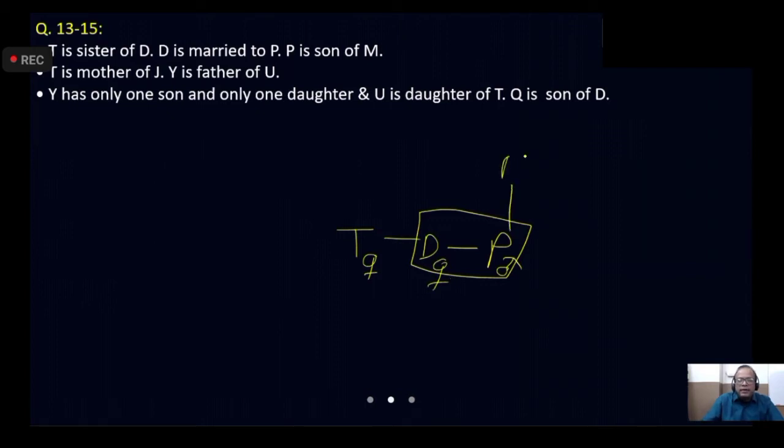P is son of M. M is here. Next, T is mother of J. Mother means we already know she is female, right? T is mother of J.